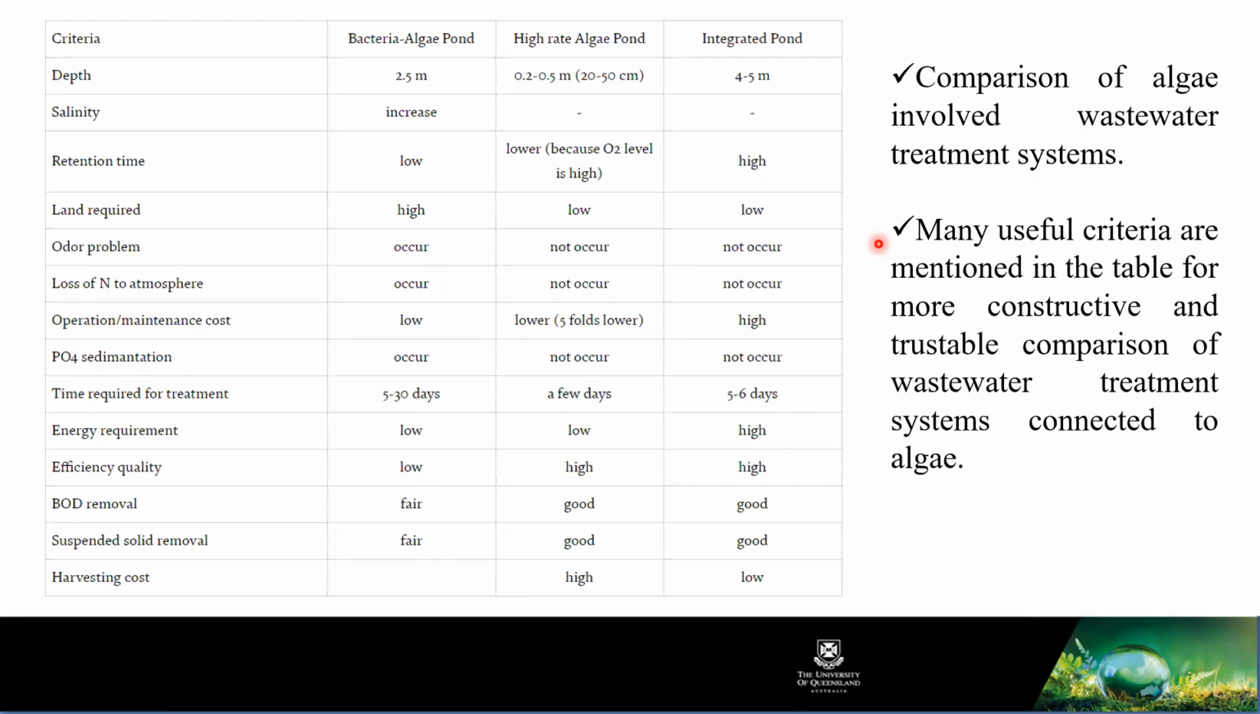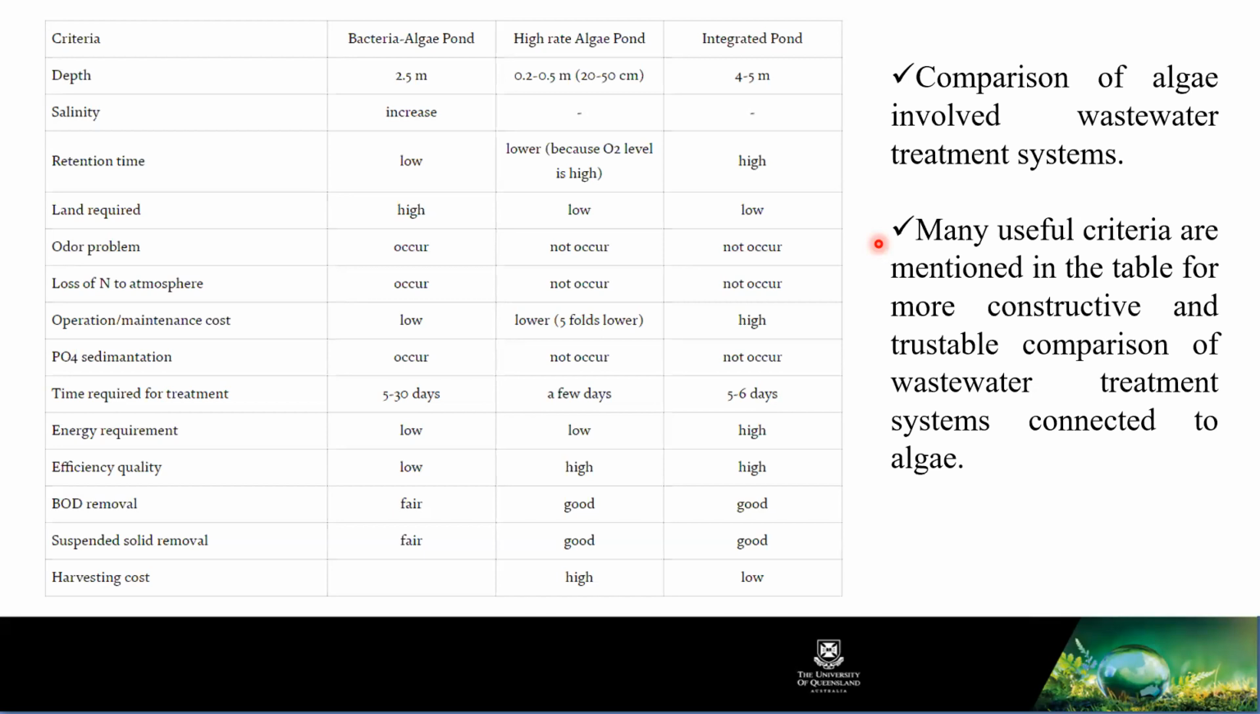Time required for treatment is very few days. The reason is the multiplication rate is very high. It doubles, triples in a matter of 12 to 24 hours. Energy requirement is low. However, it depends upon the type of mixing you are using. If it's a paddle wheel for a big pond, then there is a little bit of energy use. If it is just airlift kind of mixing, then the energy is lower. So it depends upon the type of mixing you are going to use.